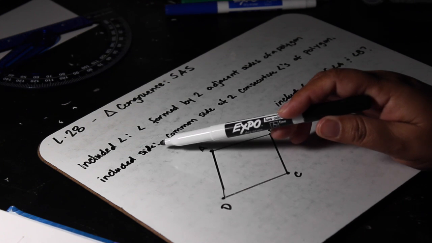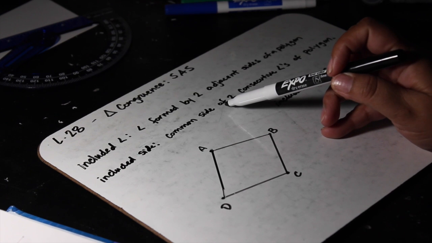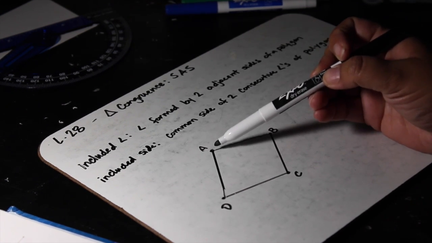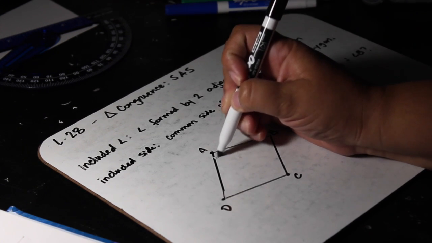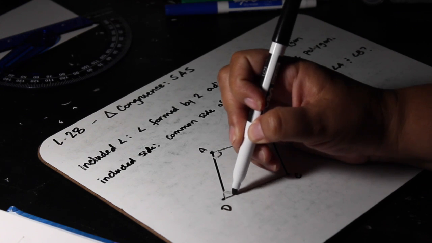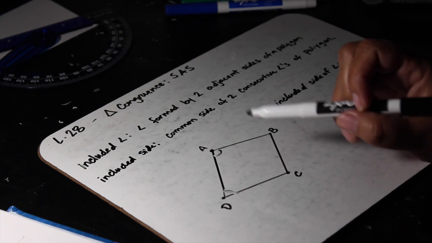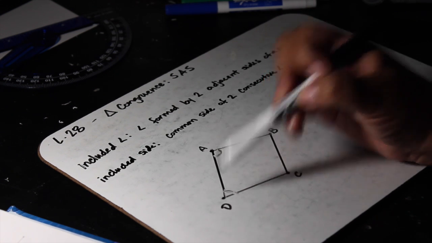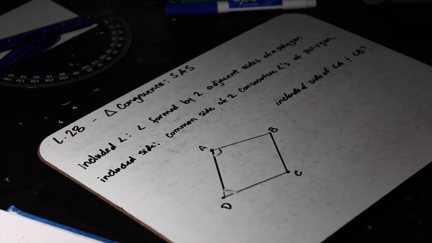An included side means, the definition means, the common side of two consecutive angles of a polygon. So if you take two angles, let's just take angle A and angle D, these are two angles. We're going to take the common side of those two angles. So that would be side AD, what's called an included side for those two angles.